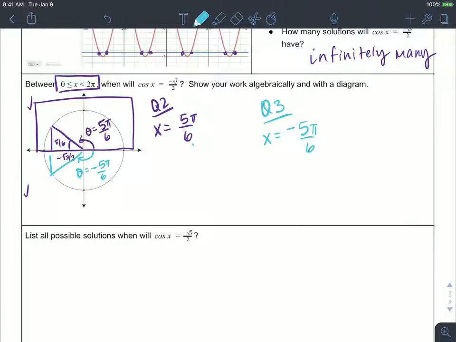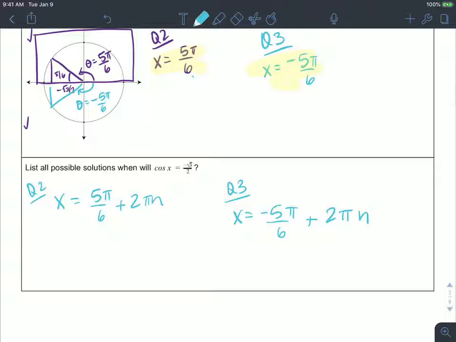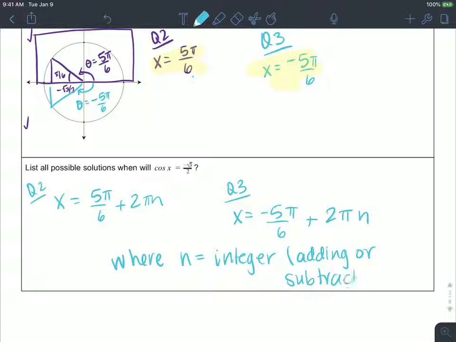Okay. How do I get all possible angles? Well, I'm just going to say quadrant 2 is 5 pi over 6 plus 2 pi n, and quadrant 3 would be x is equal to negative 5 pi over 6 plus coterminal angles 2 pi n. Oh, you know what I forgot is that n is equal to any integer, and it represents adding or subtracting full rotations around the circle. Okay.